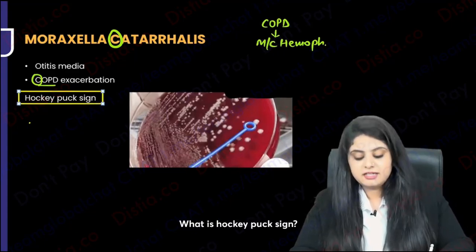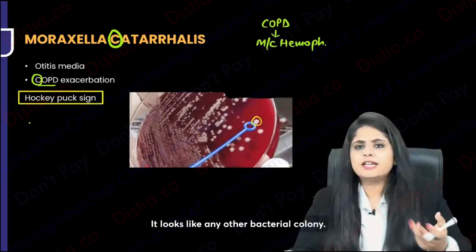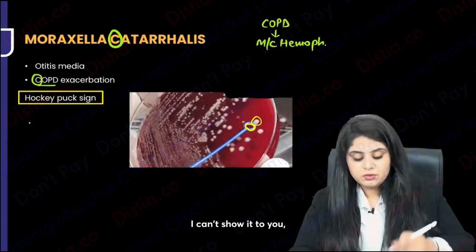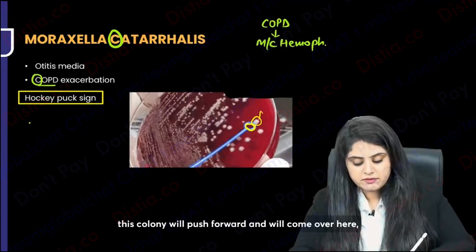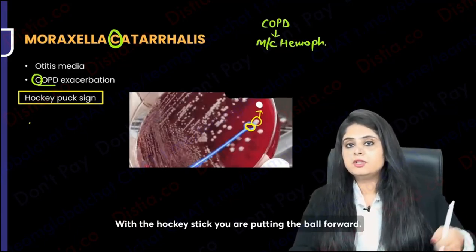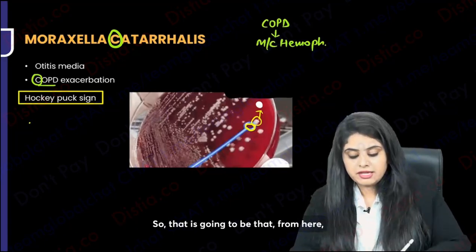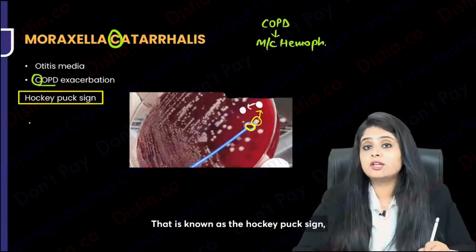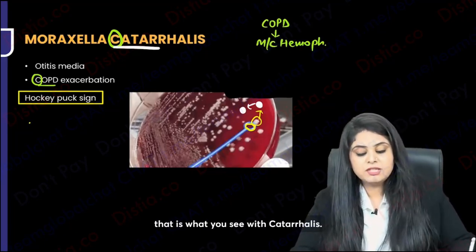What is hockey puck sign? Can you see this colony? It looks like any other bacterial colony. But can you see with this loop? I can't show it to you, but if you try to push it, this colony will push forward and come over here like you're playing hockey. With a hockey stick, you are putting the ball forward. If you push it a little forward, it will come here. That is known as a hockey puck sign. That is what you see with catarrhalis.